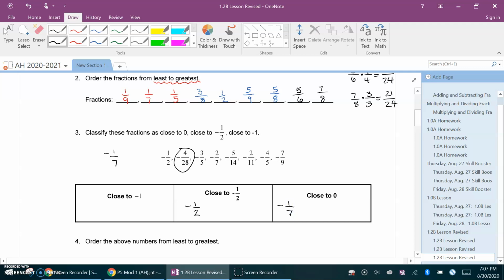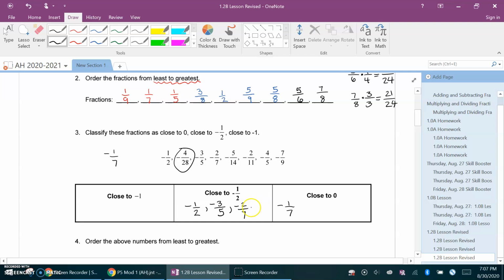Our negative 3/5, 1/2 of 5 is 2.5, so 3 is pretty close, so I would stick that in the middle. Then we have negative 2/7. We know that 1/2 of 7 is 3.5, so that's not too far off.